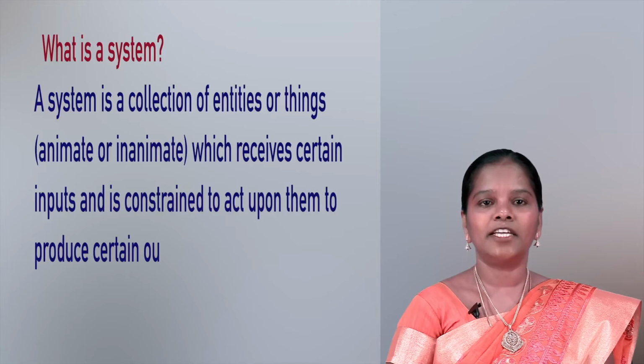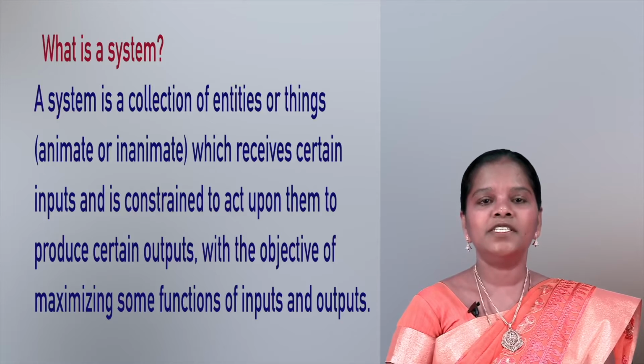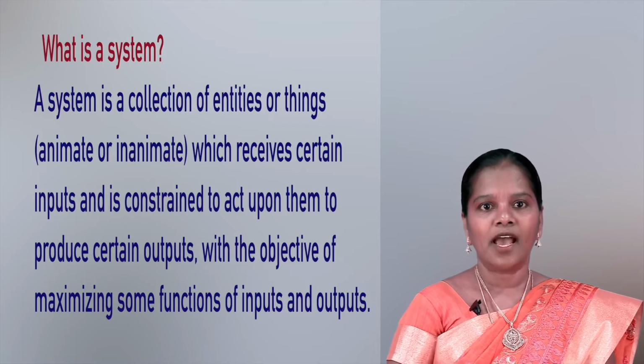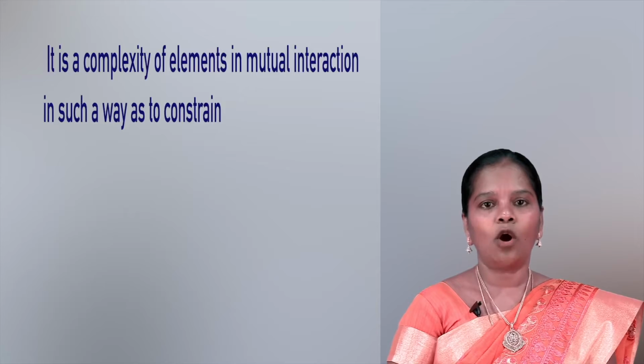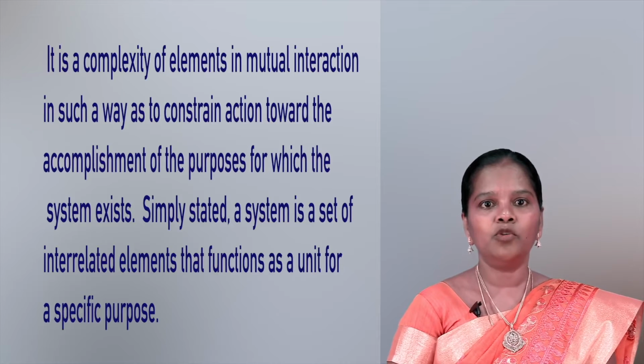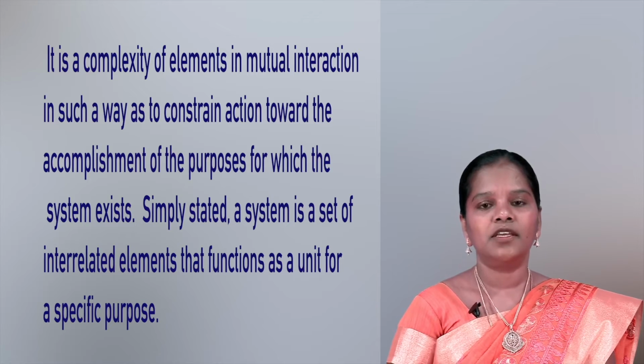A system is a collection of entities or things which receives certain inputs and is constrained to act upon them to produce certain outputs with the objective of maximizing some functions of inputs and outputs. It is a complexity of elements in mutual interaction in such a way as to constrain action towards the accomplishment of the purposes for which the system exists.